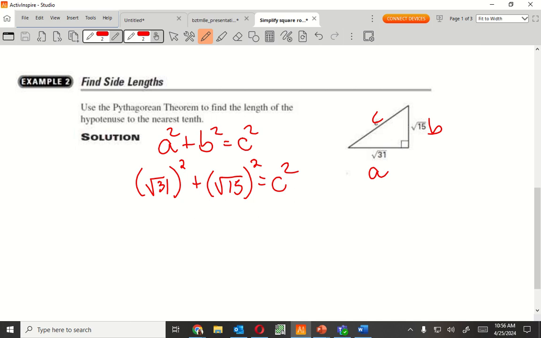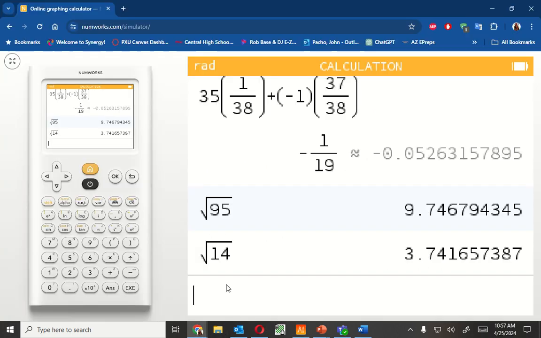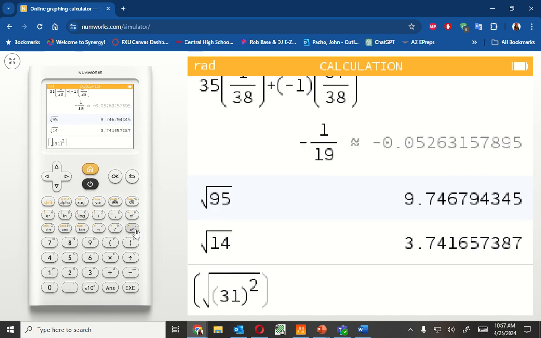So my unknown value, my missing variable, is the C that I'm going to have to find. So what happens with a square root and a square? They are opposite functions of each other. They will undo each other. So the square root of 31 squared is just going to give me 31. You can put it in your calculator if you don't believe me, because it does undo. So parentheses, square root 31, close squared. Wait, dang it.